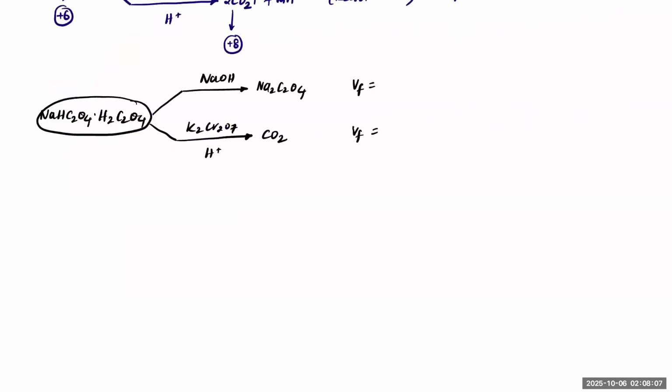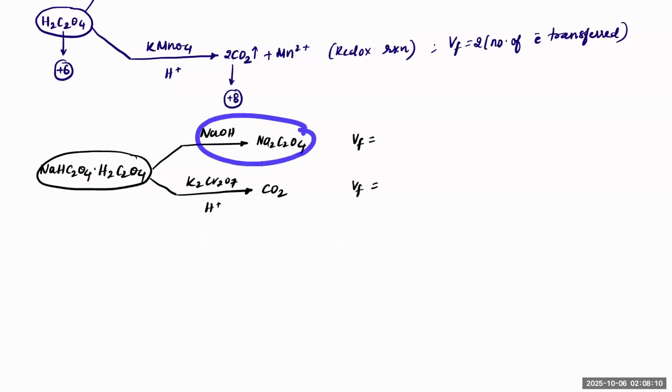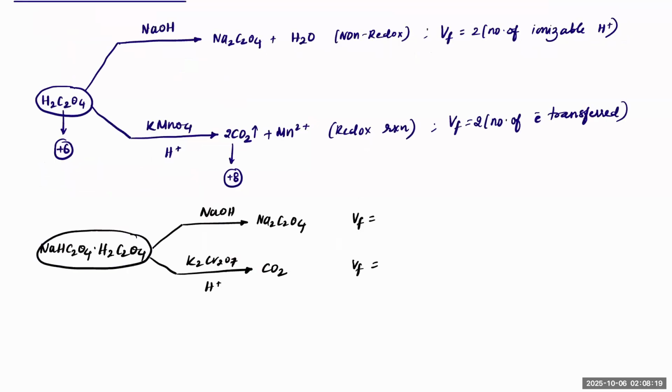Check out in this case, when it is an acid-base reaction, because NaOH, when you react with this compound, it is an acid-base reaction. In an acid-base reaction, how many ionizable H plus do we have? These are 2 hydrogens, this is 1 hydrogen. So there are 3 ionizable H plus ions. While in the second case, when you're treating with K2Cr2O7, these 2 carbons and these 2 carbons, total 4 carbons are there. Everything is getting oxidized. So I will get total 4 moles of carbon dioxide.